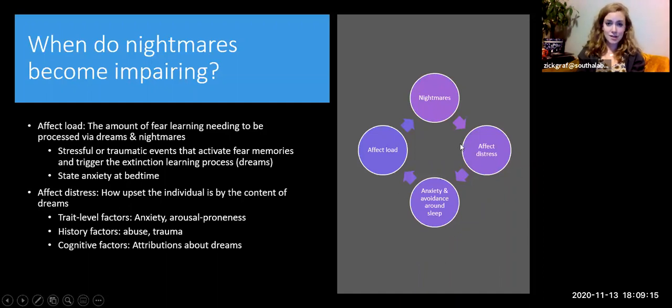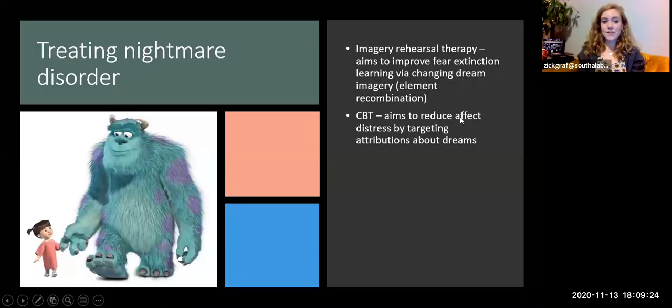So this becomes a vicious self-maintaining cycle where our initial emotional responses to nightmares actually can increase the likelihood that we'll have more nightmares. And if that emotional response isn't changed, then the anxiety that we bring with us to bed and the fear learning that we have to consolidate in our dreams will increase.